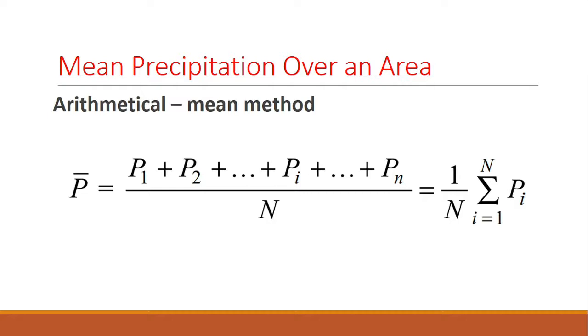So, as the name suggests, the arithmetical mean method is just the summation of the different measurements taken from different rain stations and divided by the total number of rain stations over a catchment area.